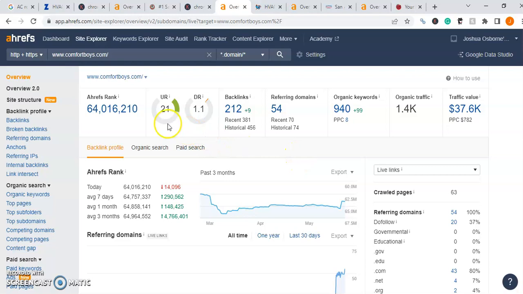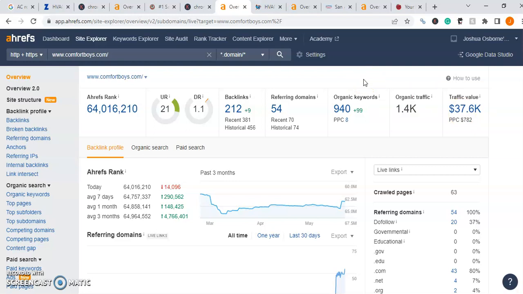So now here we have Comfort Boys with a 21 UR and a 1.1 DR. They rank in the top 100 for 940 different keywords, and they generate about 1,400 users every single month. And now another interesting metric to look at is traffic value. Traffic value is a metric that determines how much each visitor is worth based on where they come from. Now this is a total sum of all viewers. This isn't just one viewer, but the way they get this number is by determining where these users are coming from.